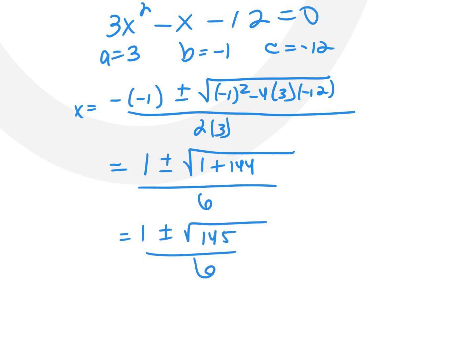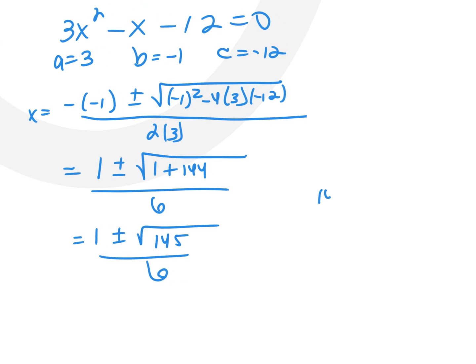The last thing I need to do is see if 145 does what? See if it breaks down. Start with your smallest prime number, 2. Does 2 go into 145? No. What about 3? 1 plus 4 is 5 plus 5 is 10. No. What about 5? Okay, 5 goes into 14. How many times? Twice. Good.